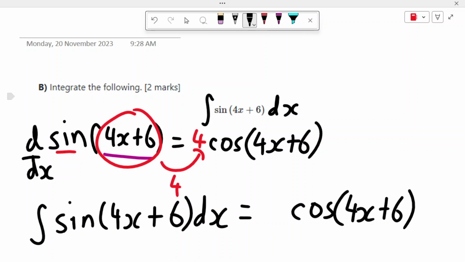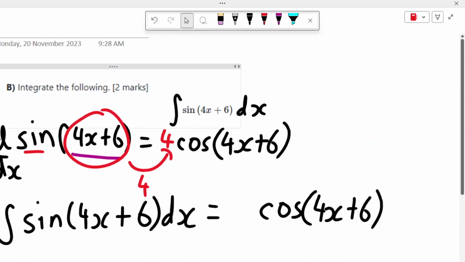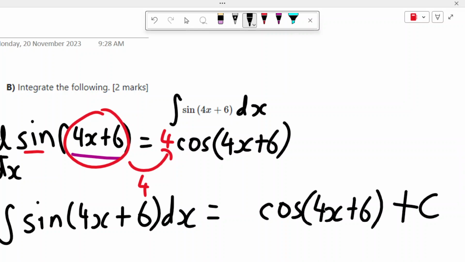That all stays the same, but there's two things now that we need to worry about, and three if we're being a bit finicky. We can save ourselves a mark by writing plus C because we're integrating. So integrating, you're always just going to have to write plus C at the end. Okay, just cos.